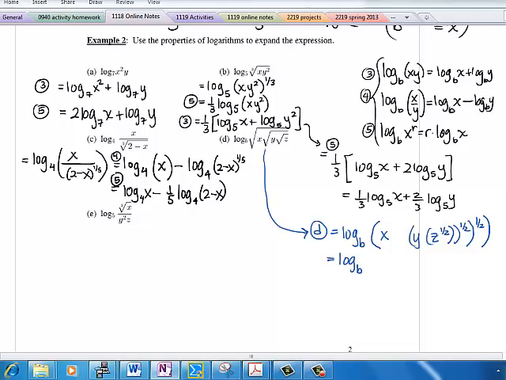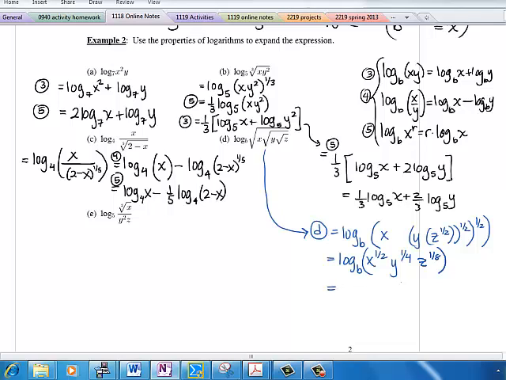X only has 1 square root, so we'd have x to the 1/2. Y has 2 square roots, which would be to the 1/2 and then to another power of 1/2, so y would be to the 1/4. And then z has 3 square roots over it, so that would be to the 1/2 times 1/2 times 1/2, which would be z to the 1/8. So rewriting that inside expression and using properties of exponents, we've got log base b of x to the 1/2 times y to the 1/4 times z to the 1/8.